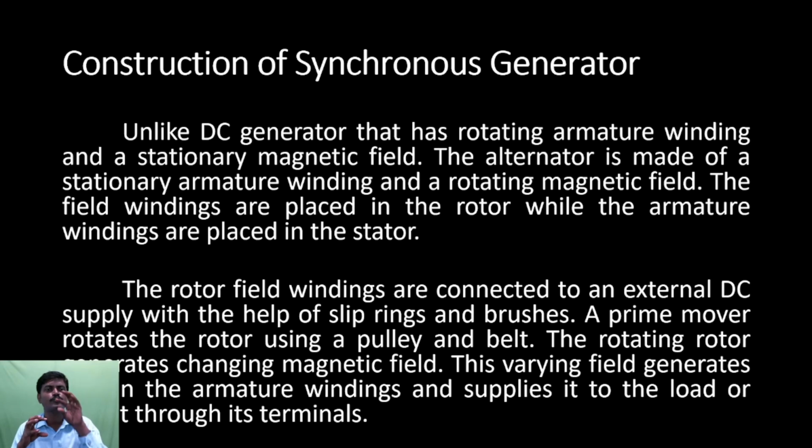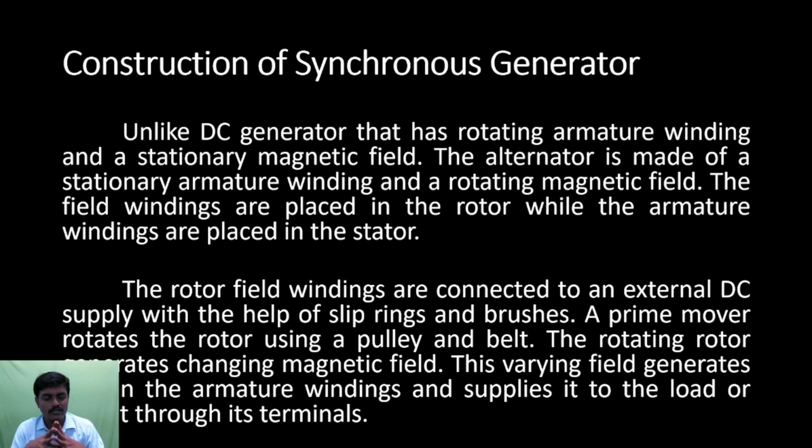A slip ring is nothing but a rotating ring. It is fixed on the shaft. Along with the slip ring we connect the brushes, so when the slip ring rotates, we can get the current from it. A prime mover rotates the rotor using a pulley or belt. You may already have studied in power plants how the turbines rotate. From the turbine rotation, we rotate the generator shaft.